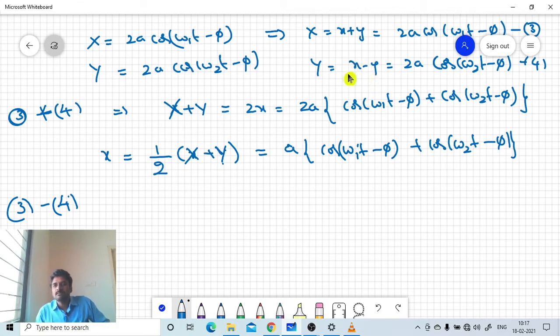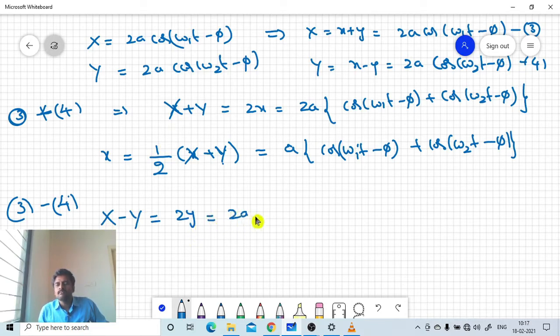So minus x will become plus x and minus x, both will cancel. We will get 2y, which is equal to capital X minus capital Y. First I will write capital X minus capital Y is equal to 2 small y.